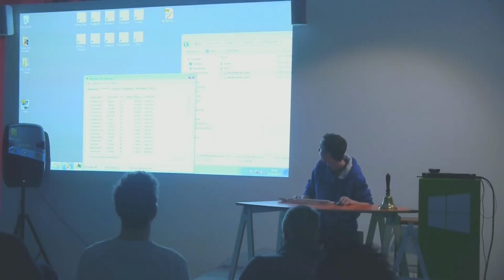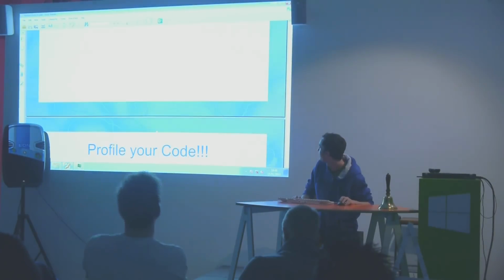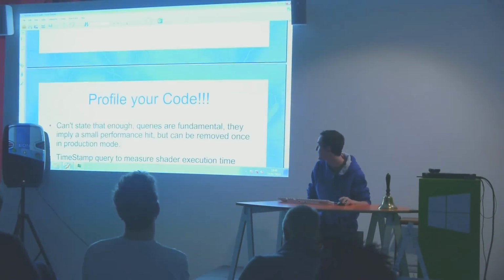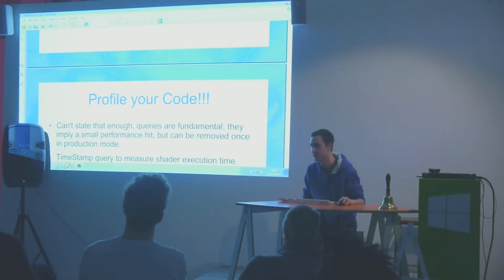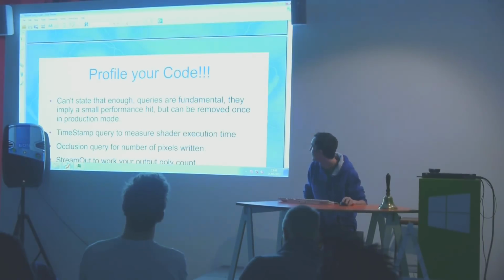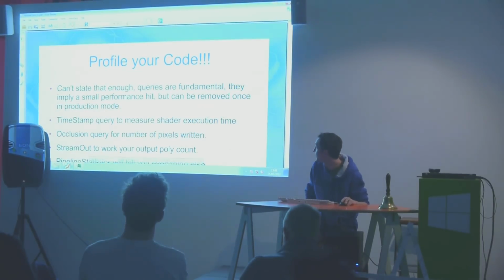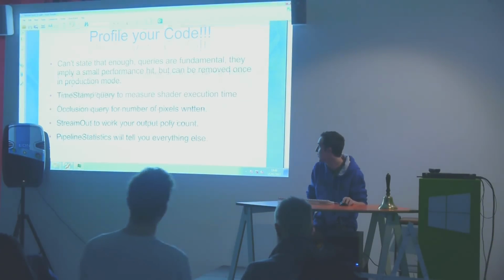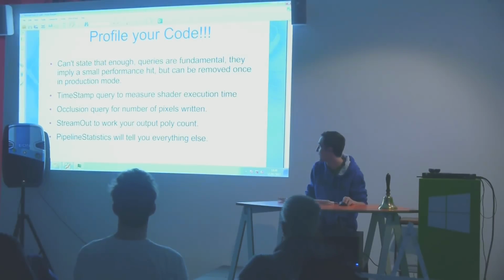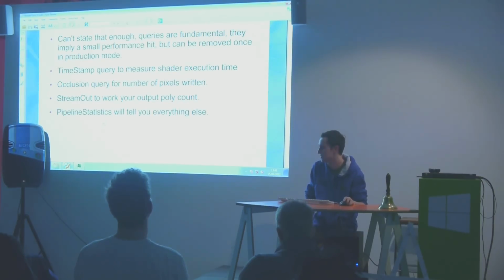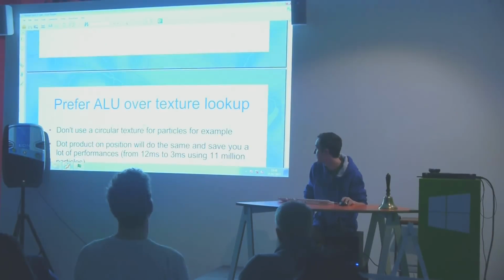So I think that's about it. Quite a few things to know when you do graphics quickly, and I will finish this way. So the first thing is: profile your code always. Queries like timestamp, you need to use them everywhere because you need to really know everything about how it executes. Occlusion queries and pipeline statistics are totally fundamental for graphics.